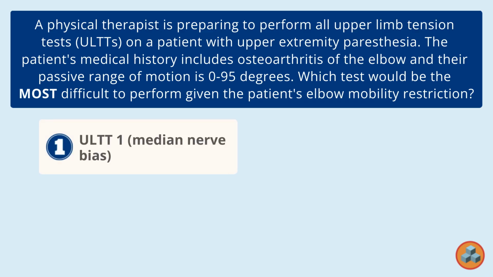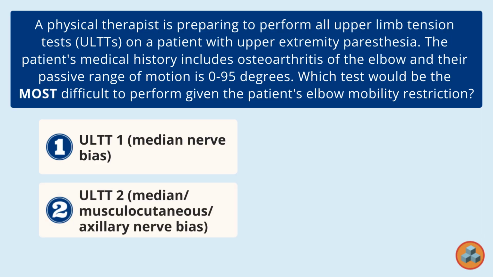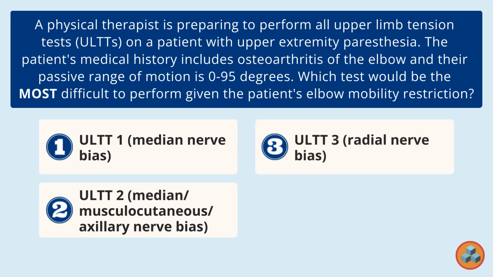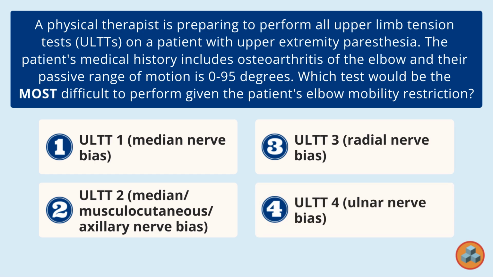Option 1, ULTT1, median nerve bias. Option 2, ULTT2, median musculocutaneous axillary nerve bias. Option 3, ULTT3, radial nerve bias. Option 4, ULTT4, ulnar nerve bias.